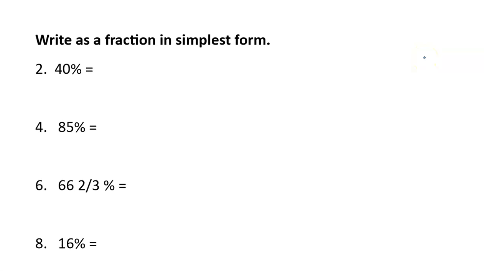Number 2, 40% is the fraction 40 per 100. Now reduce it. Top and bottom both divide by 20, creating 2 over 5. Or use the TI-30 calculator, use the fraction key, put 40 in top, 100 in bottom, and push enter. Number 4, this is 85 per 100. Top and bottom both divide by 5, making 17 over 20.